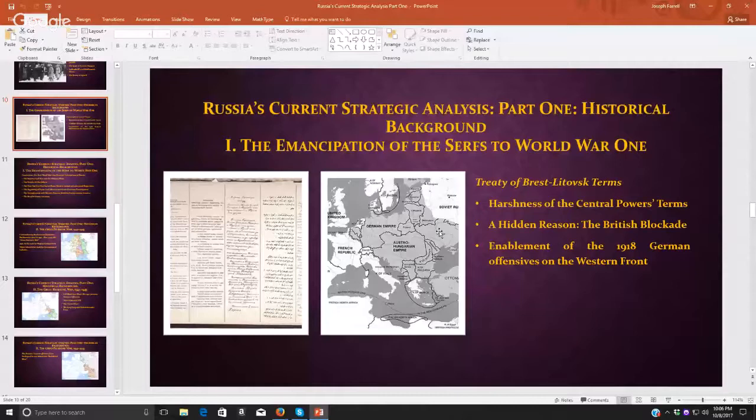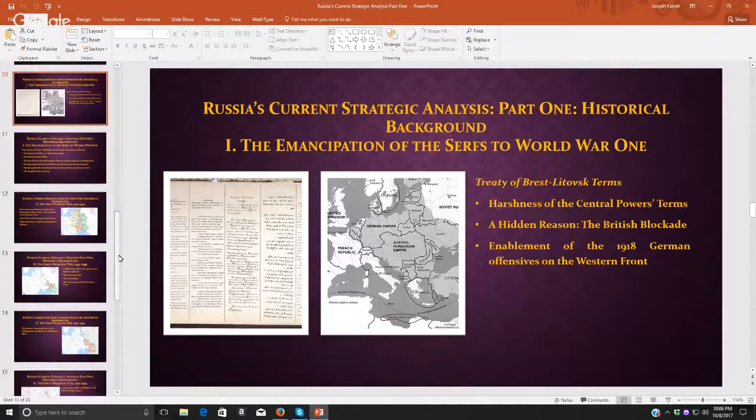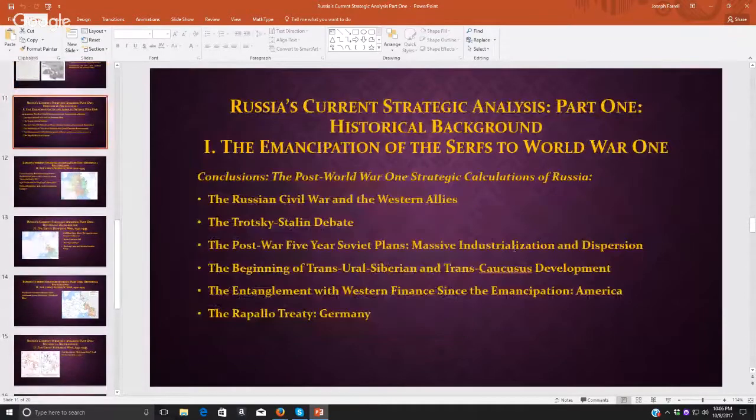after Brest-Litovsk. All right, and of course the final thing that the treaty does is it allows a massive shift of approximately 1 million German and Austrian troops to the Western Front for the big final 1918 offensives. So now let's look at this strategic calculus that results from the disaster of World War I.